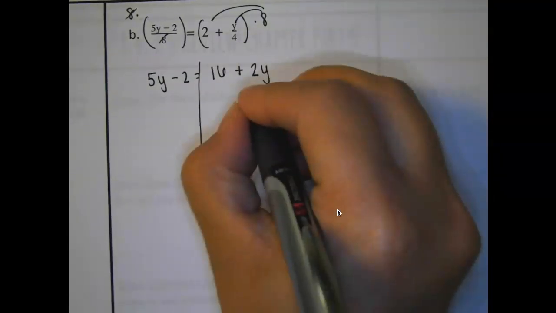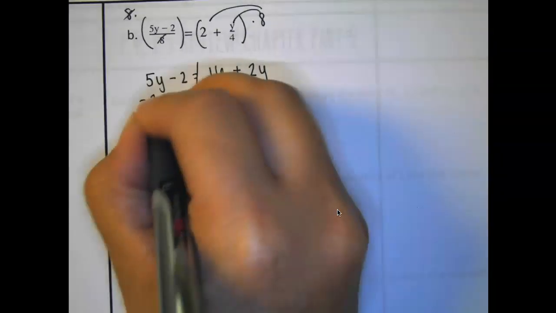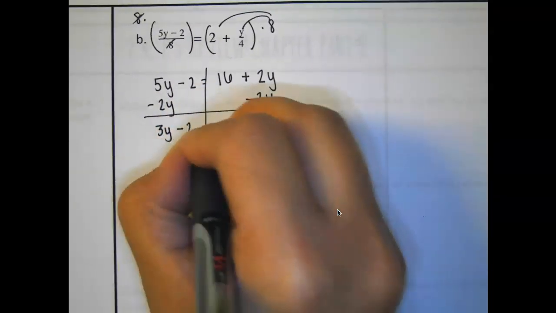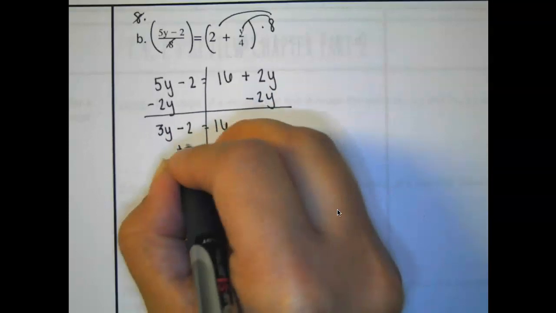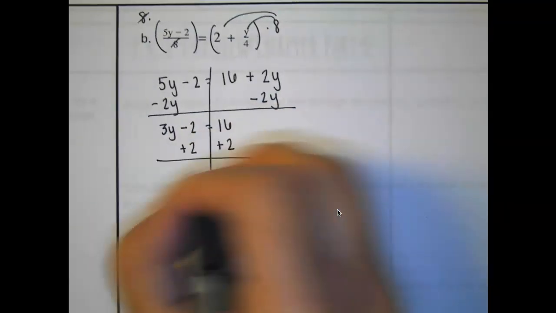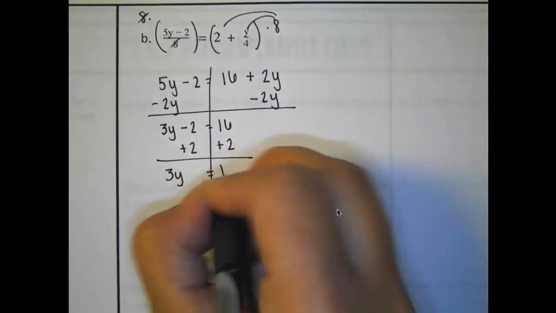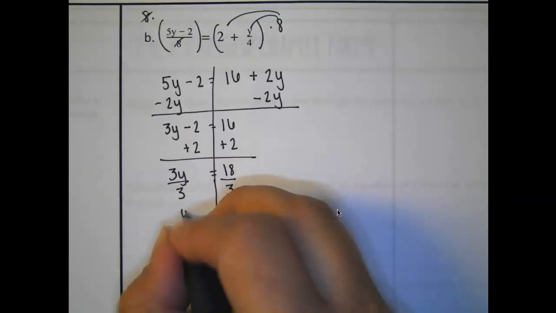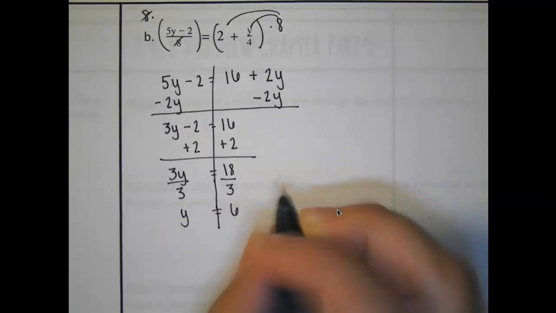Okay. So then from here, I'm going to subtract 2y from both sides. I've got 3y minus 2 equals 16. I'm going to add 2 to both sides. 3y equals 18. Divide both sides by 3. Y equals 6.